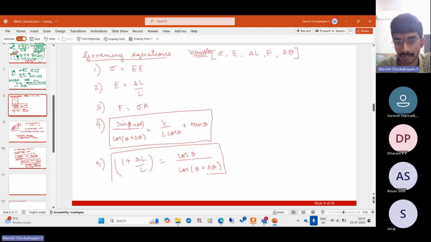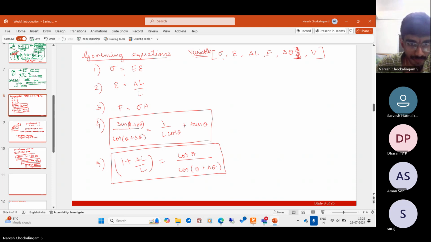So this is a mathematical model for this problem. 5 equations, 5 unknowns. So therefore, this is closed. Wherever you have delta L by L appearing only here... no, let me check. There is some. You have introduced V. Right? You have introduced V. You still need one more condition.